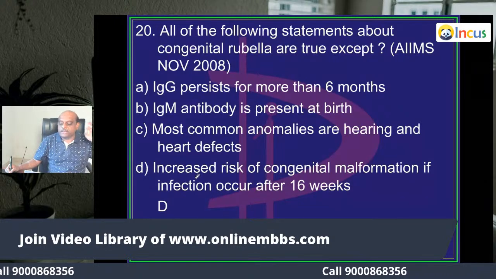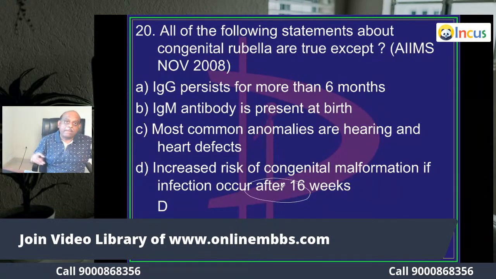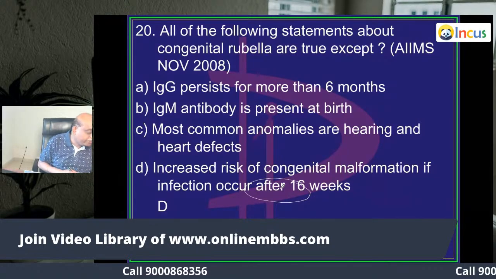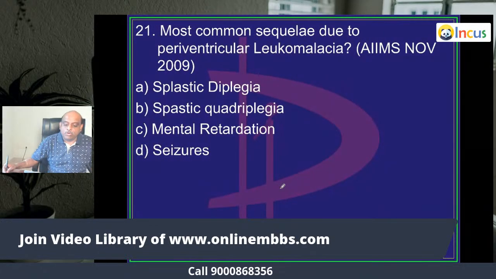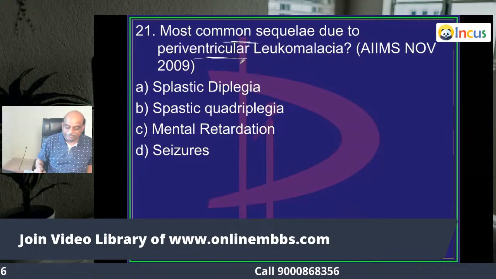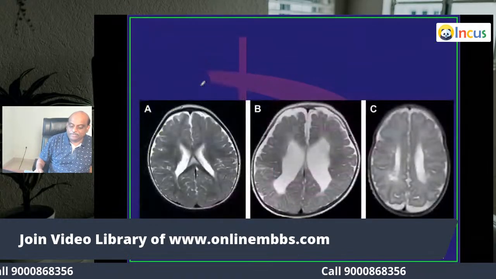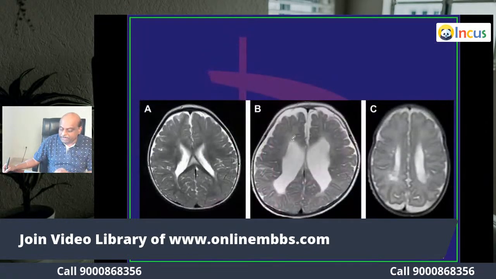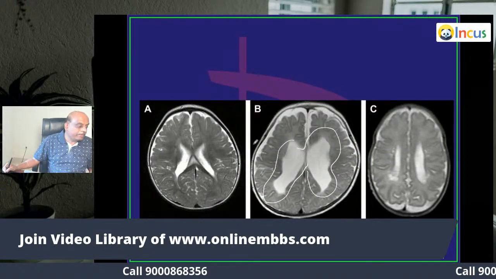Increased risk of congenital malformation due to the infection is there only if it happened at the time of organogenesis, before 16 weeks, is what you need to remember. Very good. Which part of Andhra? The most common sequelae is periventricular leukomalacia. It leads to development of spastic diplegia. So this is the typical periventricular leukomalacia, where leuko means white matter involvement.